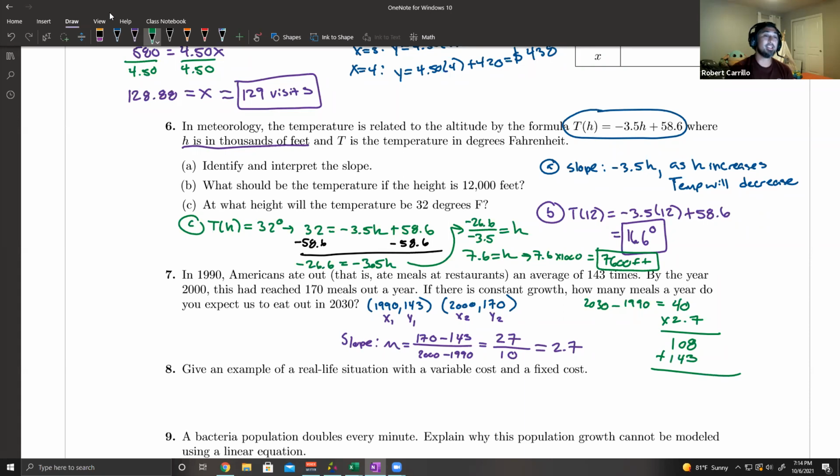So in the year 2030, we are expected to eat at restaurants an average of how many times? What is 108 plus 143? 251. There you go. That's how many meals we will average at restaurants in the year 2030.